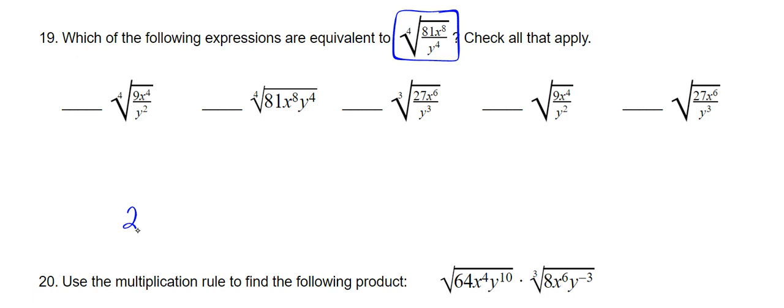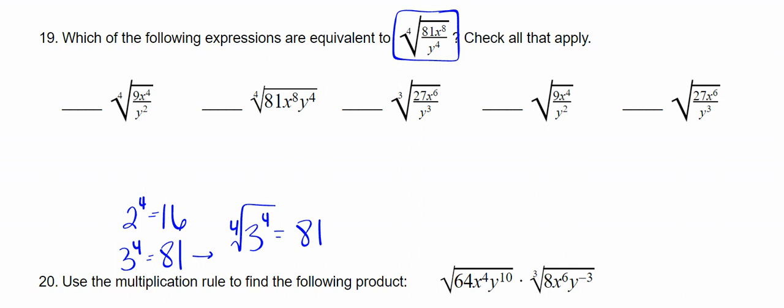Perfect. So 2 to the fourth is 2 times 2 is 4, times 2 is 8, times 2 is 16. 3 to the fourth is 81. So what does that mean about the fourth root of 81? Let's look at that, because I think sometimes we have a little misunderstanding of what we're really doing. If 3 to the fourth is 81, watch what happens when we take the fourth root of both sides, golden rule of algebra. The fourth root and the fourth power will cancel each other out, and 3 is the fourth root of 81.